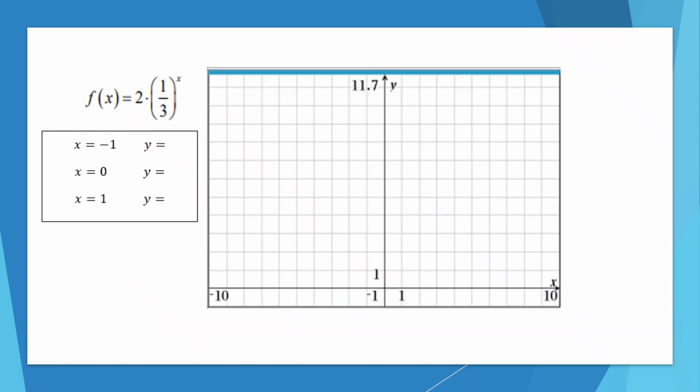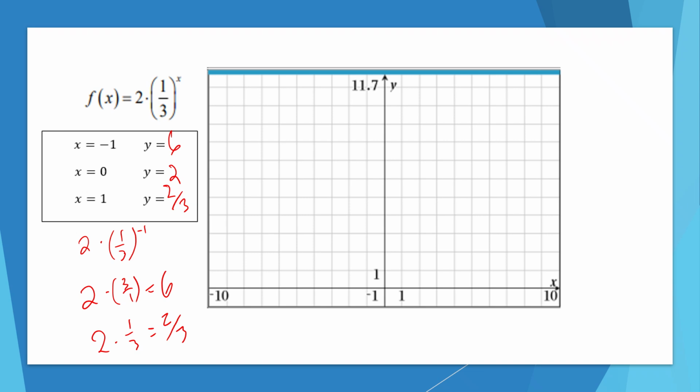All right, now we have 2 times 1/3 to the power of x. So if we do -1, 2 times 1/3 to the negative first, this flips the fraction. So this is technically 2 times 3 over 1, which is just 2 times 3, which is 6. So that's our output there. If you plug in 0, you should get 2. And then if we plug in 1, this is 2 times 1 over 3, which is just 2/3. And so that should be our answer there.